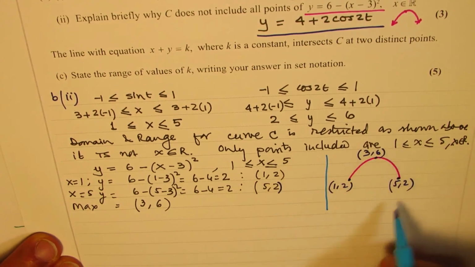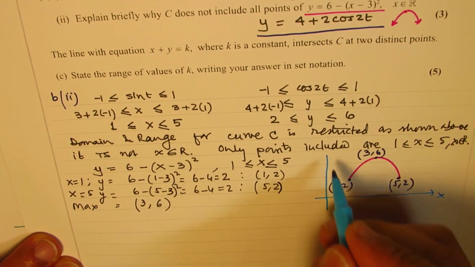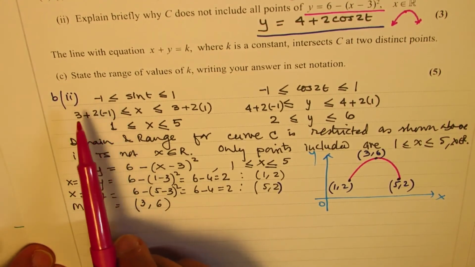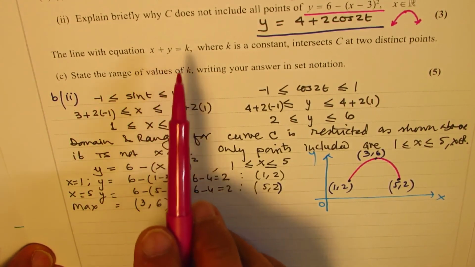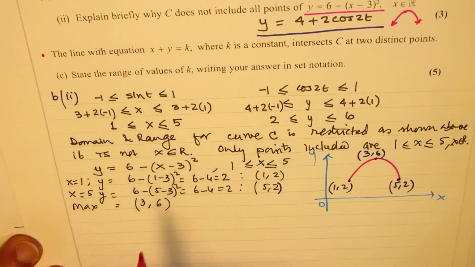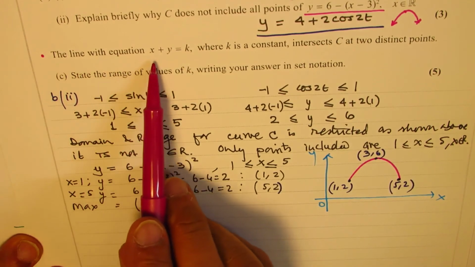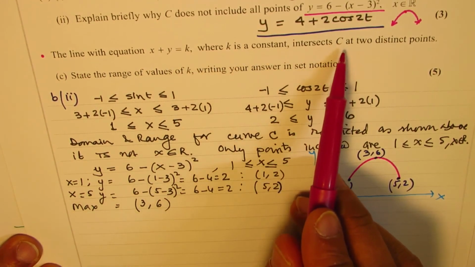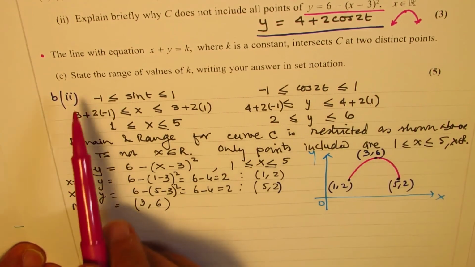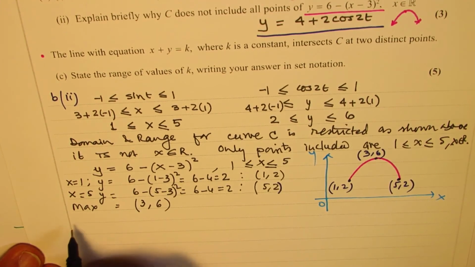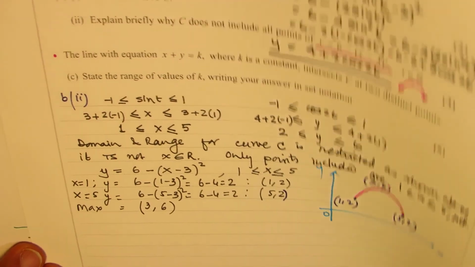Okay, let me just make this. So that is x and this is y. Okay, now we are done with this part. Now we have another part to this question, which says the line with the equation x plus y equals k, where k is a constant, intersects C at 2 distinct points. State the range of the values of k. Now, for part C, let's move.